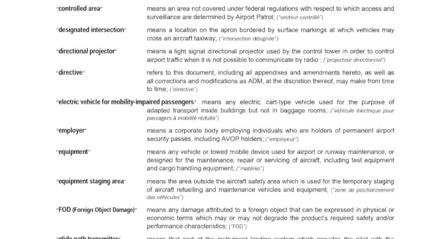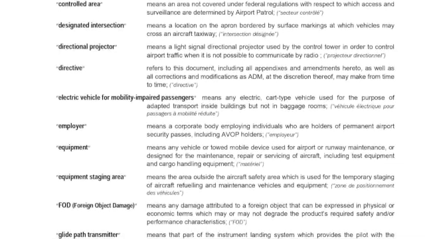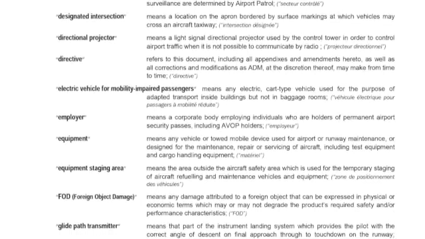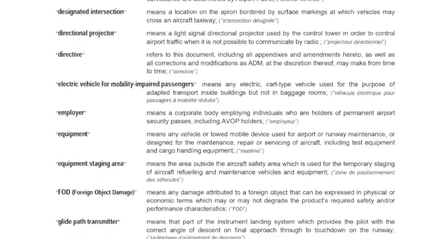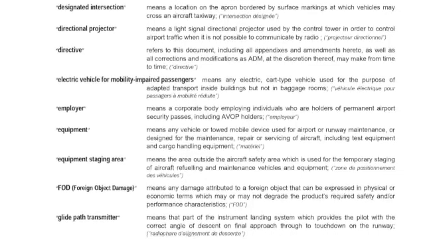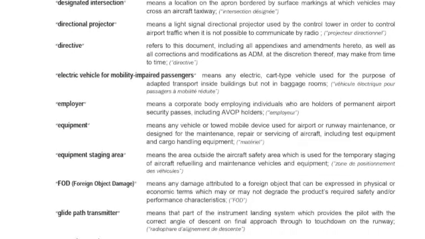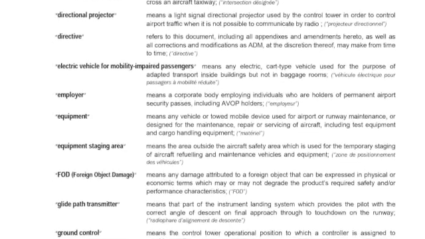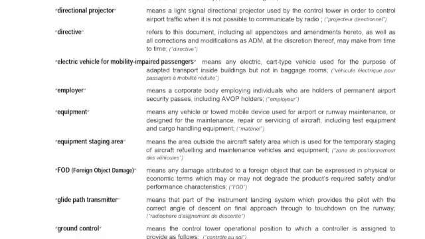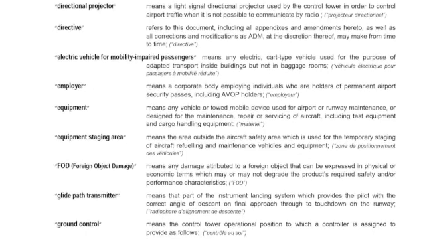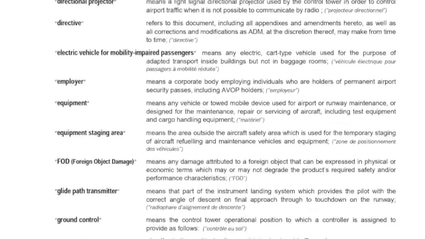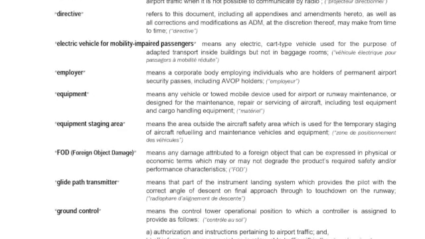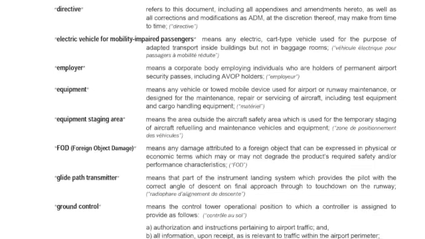Employer means a corporate body employing individuals who are holders of permanent airport security passes, including AVOP holders. Equipment means any vehicle or towed mobile device used for airport or runway maintenance, or designed for the maintenance, repair, or servicing of aircraft, including test equipment and cargo handling equipment. Equipment staging area means the area outside the aircraft safety area which is used for the temporary staging of aircraft refueling and maintenance vehicles and equipment.